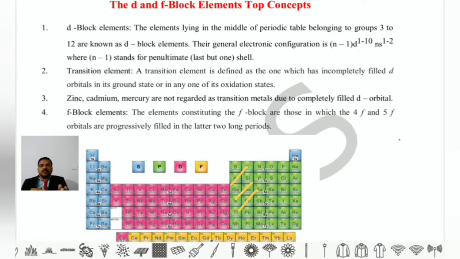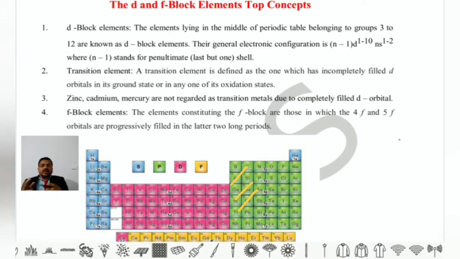But in the case of zinc, cadmium, mercury, if you write the electronic configuration in the ground state or in any one of its oxidation states, it will definitely be 3d10. So if it is 3d10, it is completely filled and thereby they are not regarded as transition elements. Other elements like nickel, cobalt, etc., if you write the electronic configuration, you can see that the d orbitals are not completely filled. It will be lying in the range of d1 to d9, and thereby the other elements are part of the d block or transition elements. So that's a 1 mark question.